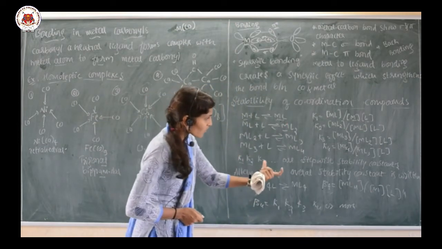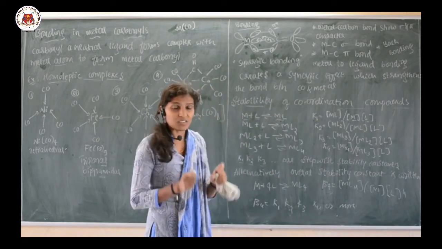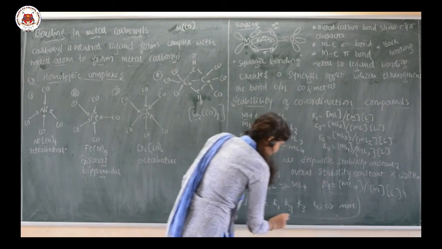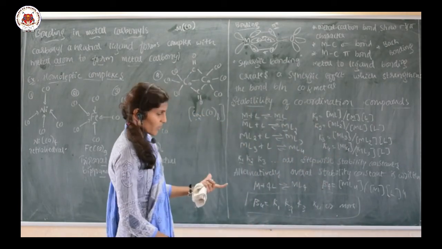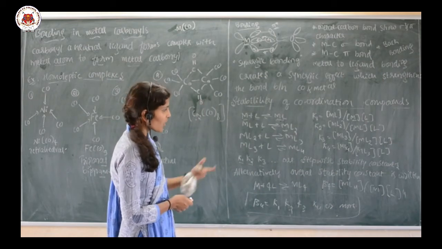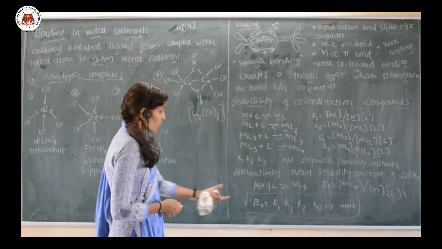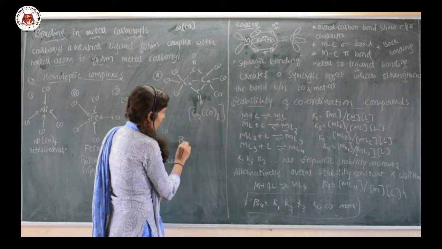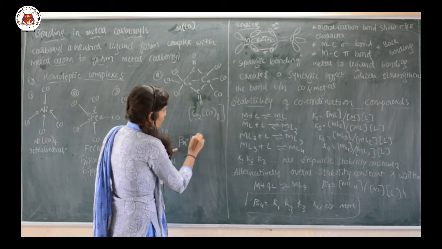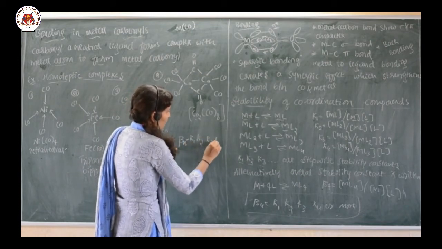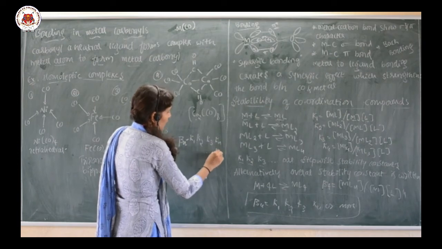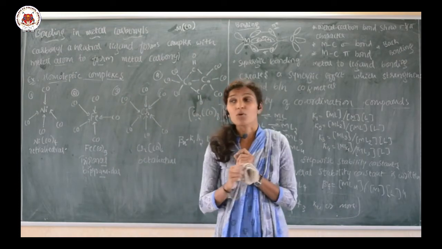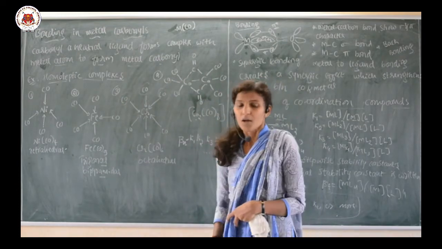The overall stability constant and stepwise stability constant are related with each other by this expression. B4 is nothing but the overall stability constant. Here 4 steps are there, so I took it as B4. If there are n number of steps, during that time you can take Bn, that is beta n, which is equal to K1, K2, K3, K4, and so on up to Kn. So this is how we can explain the stability of the coordination compounds.